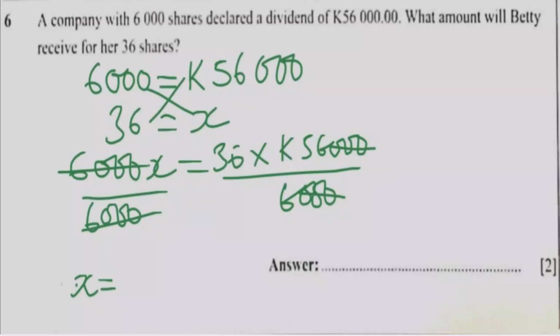Now 6 into 36, 6 into 6, it's 1. 6 into 36, it will go 6 times. Okay, now what we're remaining with, 6 times, okay, 56 kwacha. Okay, so what do we do now?